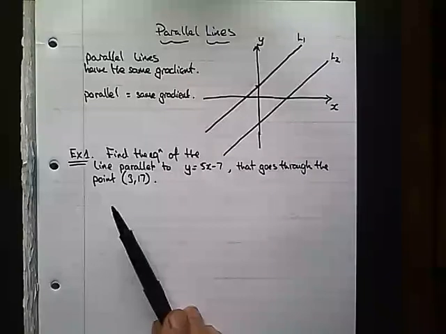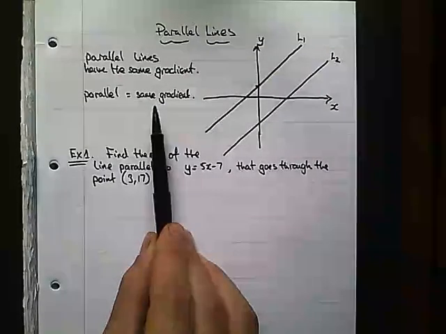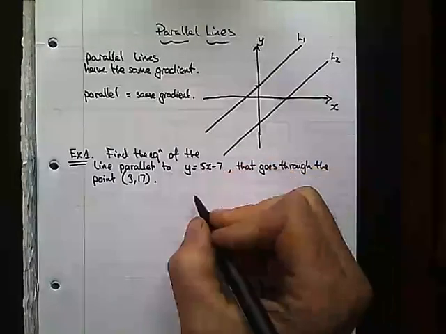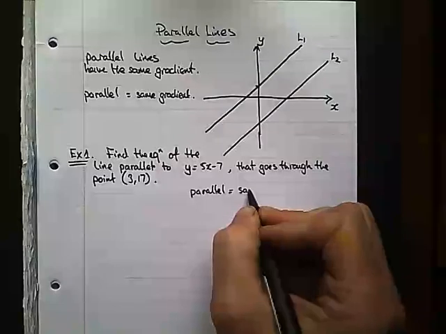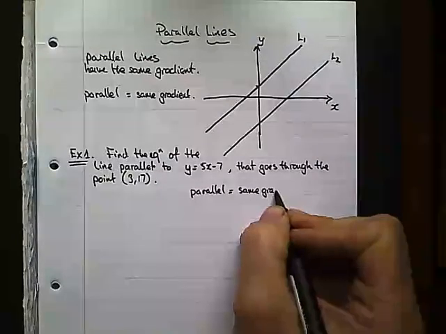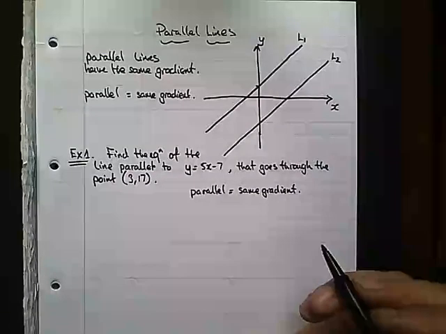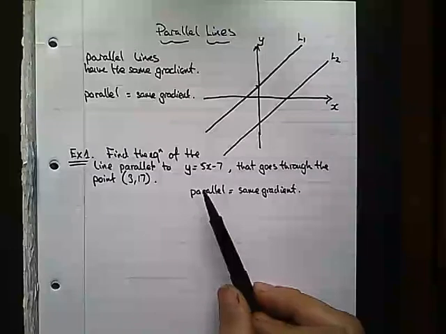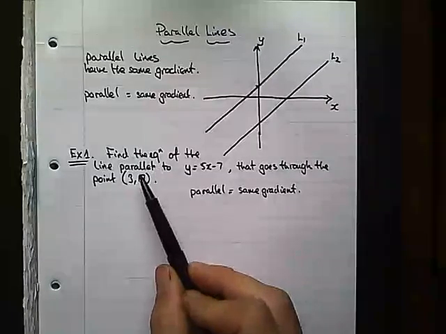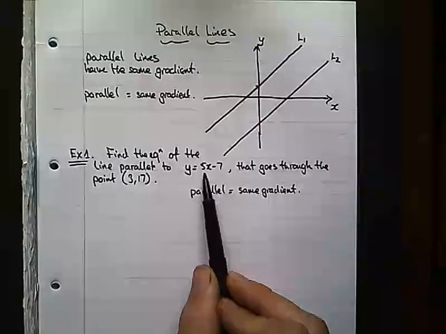So what do we know? We know parallel lines have the same gradient. So write that down: parallel equals same gradient. It shows that you understand it. It shows anybody that's marking that you understand it. So what we know is the equation of the line that we're looking for, that's parallel to y equals 5x minus 7, has the same gradient, which is 5.